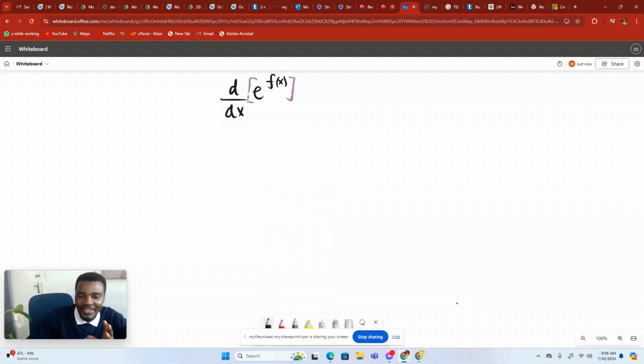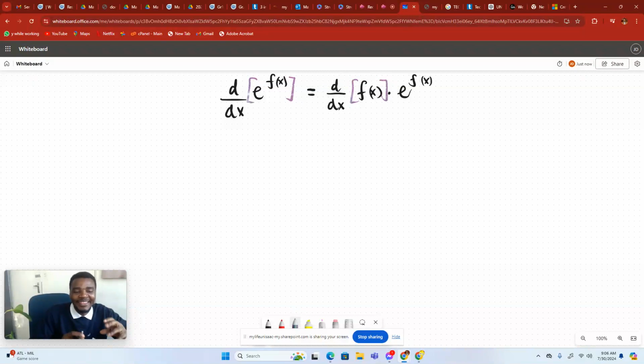So for us to find this derivative, the first thing that we need to do is find the derivative of f of x. Once we get the derivative of f of x, we multiply that result by the function that we were differentiating, which is e to the power of f of x.